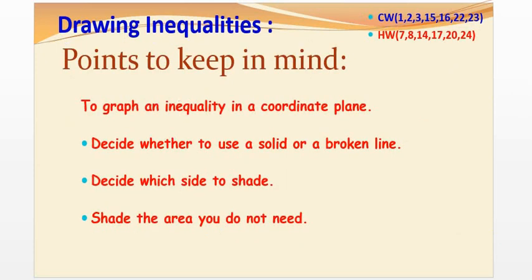You have to keep these points in your mind. Decide whether to use a solid or a broken line, and also decide, do you need a horizontal line or do you need a vertical line? Decide which side to shade, and then shade the area that you do not need. This is very, very important, which area or which region do we have to shade. We have to shade the area that we do not need.